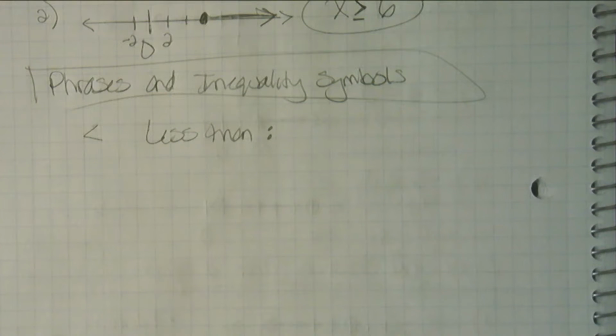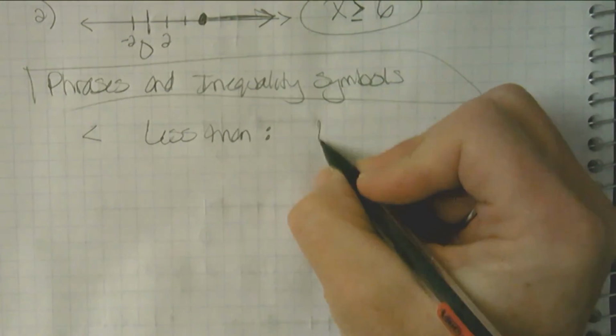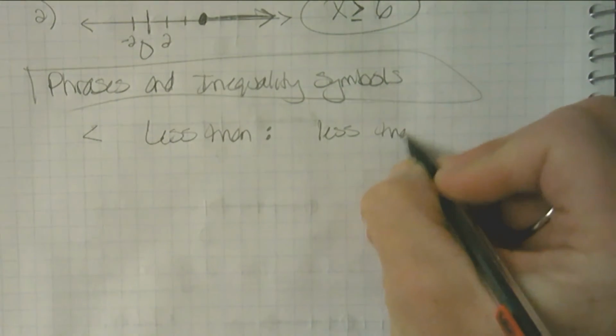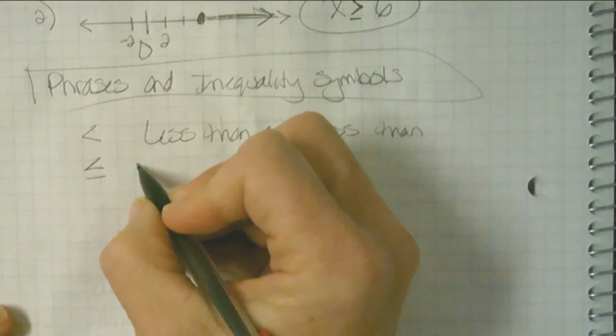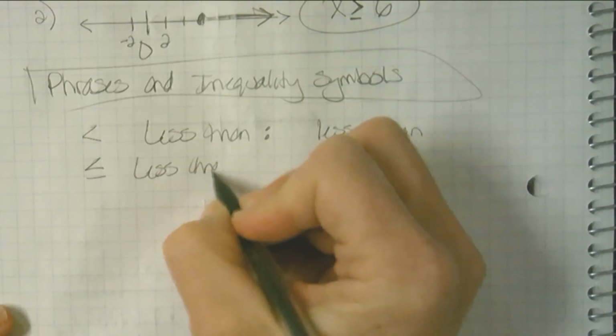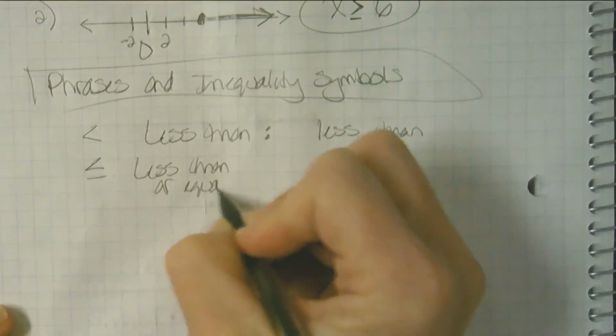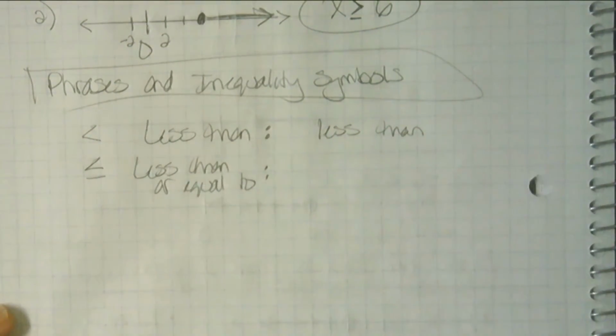These are hard, aren't they? Yeah, I might see "less than" as well. That is a phrase that we might see: is less than. If I have a less than or equal to, what phrase might go with a less than or equal to?